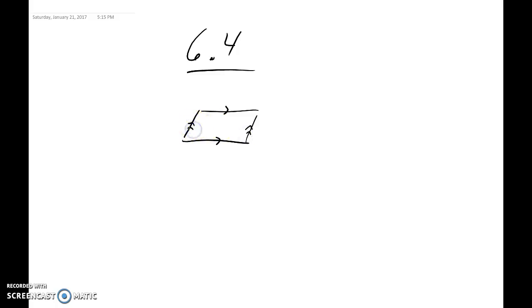Once we know it's a parallelogram, we can say that the opposite sides are congruent, the opposite angles are congruent, and the diagonals bisect each other. All right, so those are all the traits of a parallelogram.